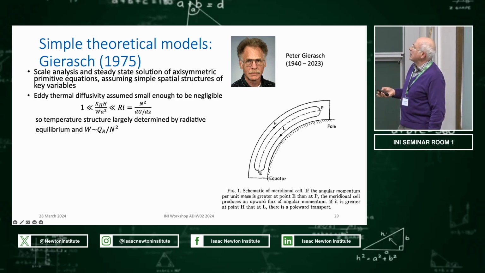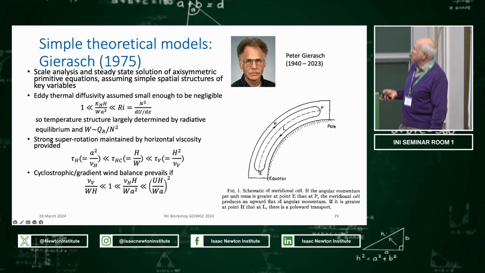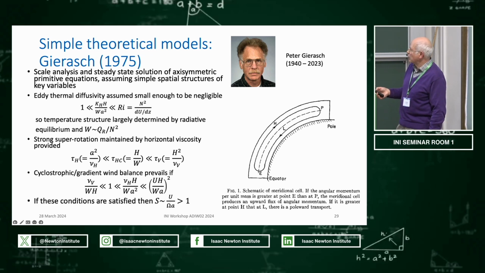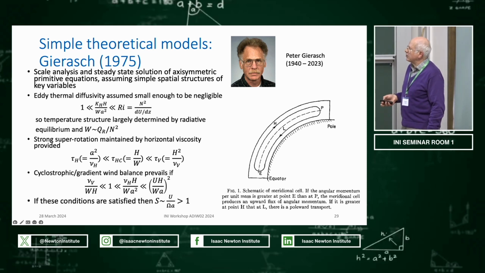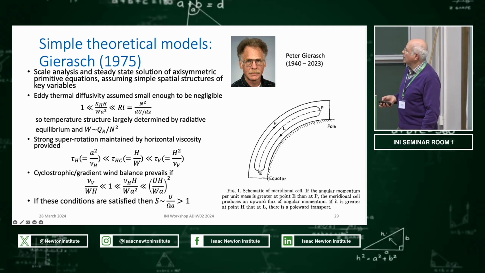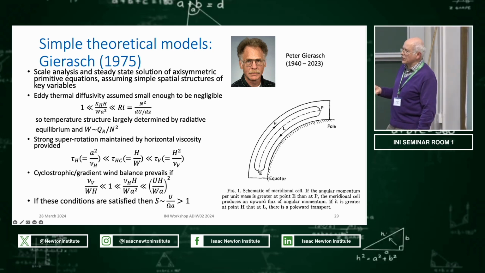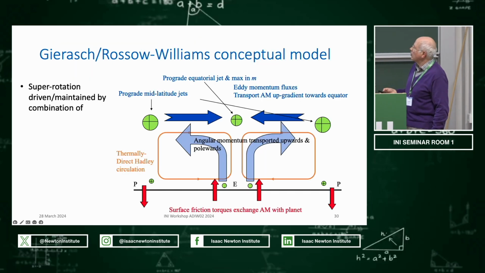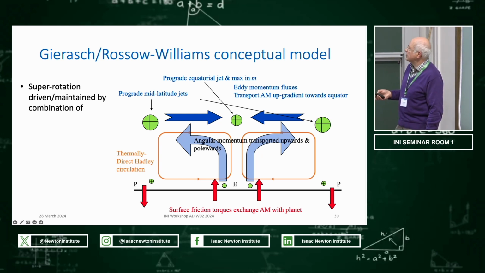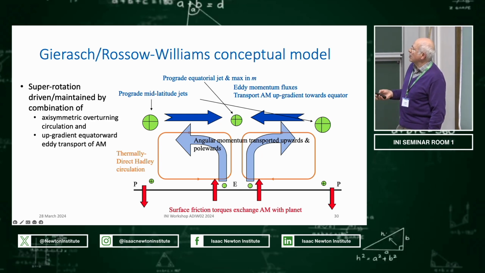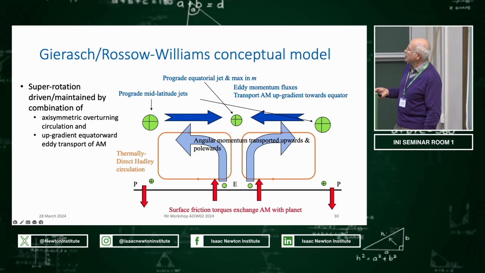So it was effectively a very large Prandtl number assumption. And then there are various scaling arguments that you can use to determine the conditions under which you might expect to see a very large superrotation. But the main thing is you're trying to aim for conditions where this cyclostrophic, centrifugal balance with the pressure gradient is dominant. So that was a simple theoretical argument, and this is a schematic cartoon of what's envisaged: an axisymmetric overturning circulation and upgradient equatorward transfer of angular momentum by the eddies.